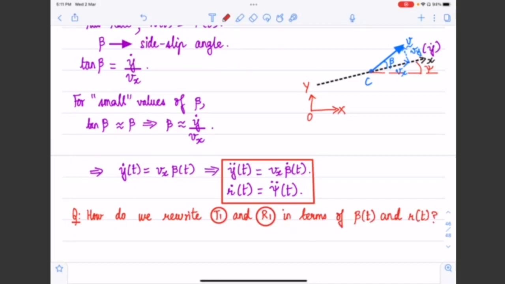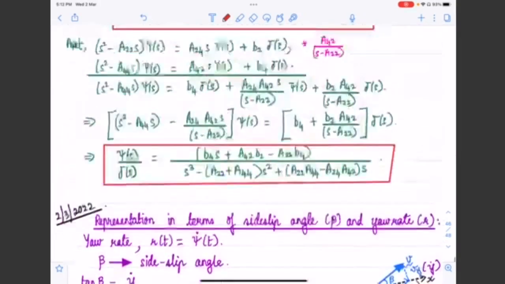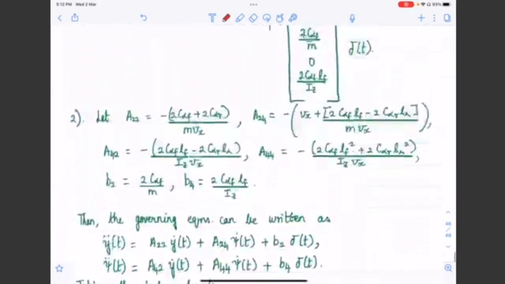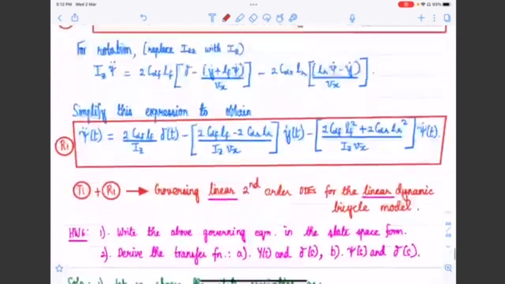So let us go back to those equations. Please keep these two equations in mind. Okay, the equations for r, beta, and y double dot and r. If we keep this in mind, let's go back to the equations that we considered. So let's first look at T1.